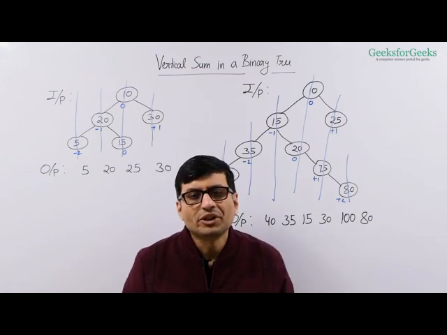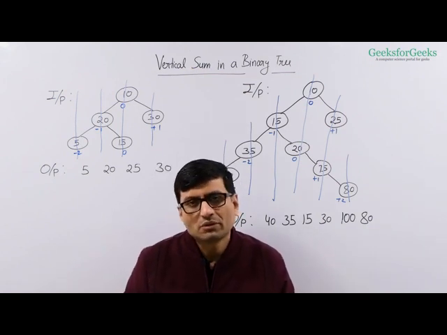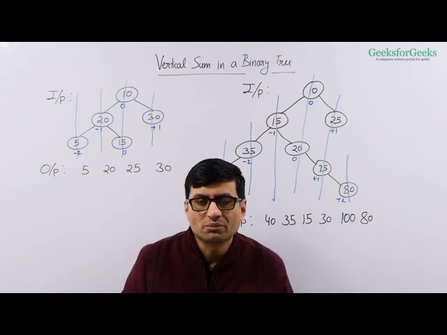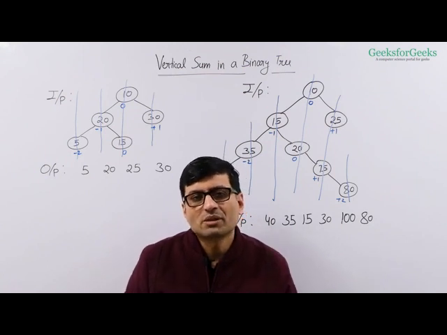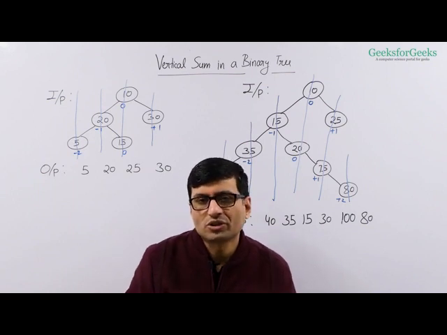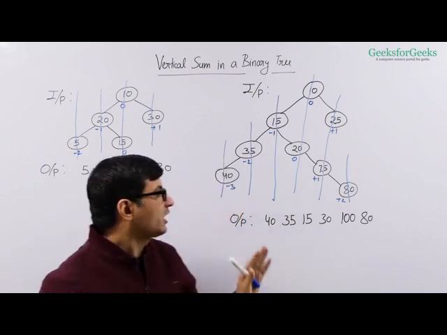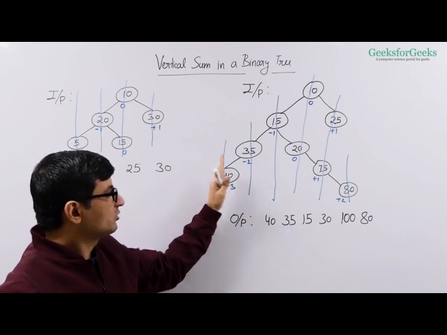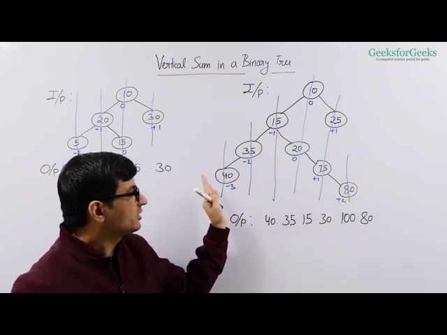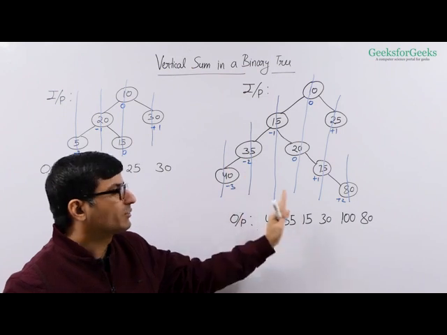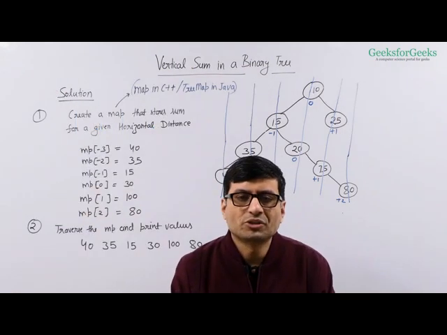Now please pause this video and try to write down a program that takes a binary tree as an input and produces the sum of all vertical lines, or sum of all nodes at the same horizontal distances, one by one, starting from this leftmost to this rightmost. So the sums should be printed in the same order as they appear here. Let us now talk about the solution.